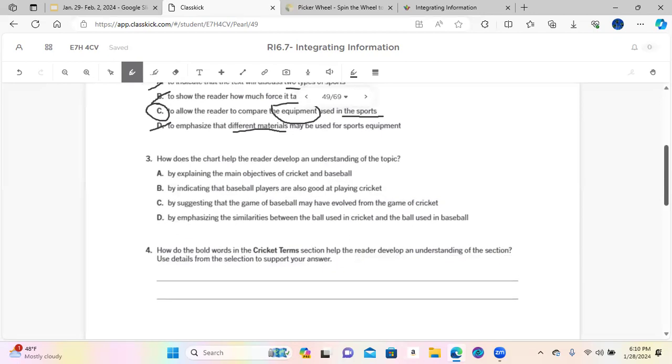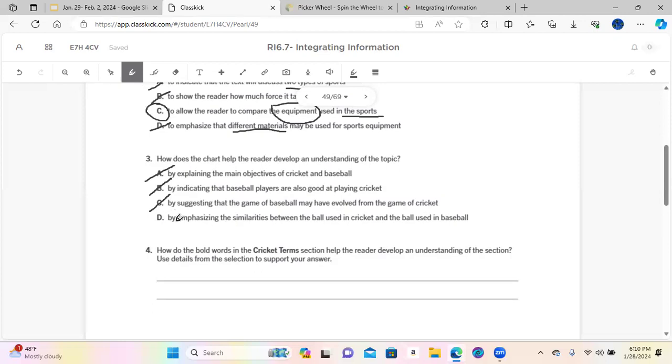3, how does the chart help the reader develop an understanding of the topic? A, by explaining the main objectives of cricket and baseball. Well, they did not outline any objectives in the table. B, by indicating that baseball players are also good at playing cricket. There was no mention of this comparison. C, by suggesting that the game of baseball may have evolved from the game of cricket. No mention of this was made in the table.